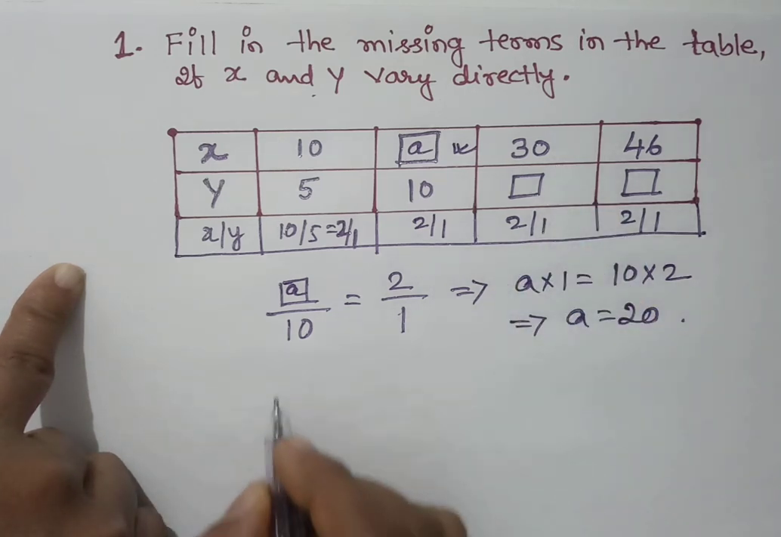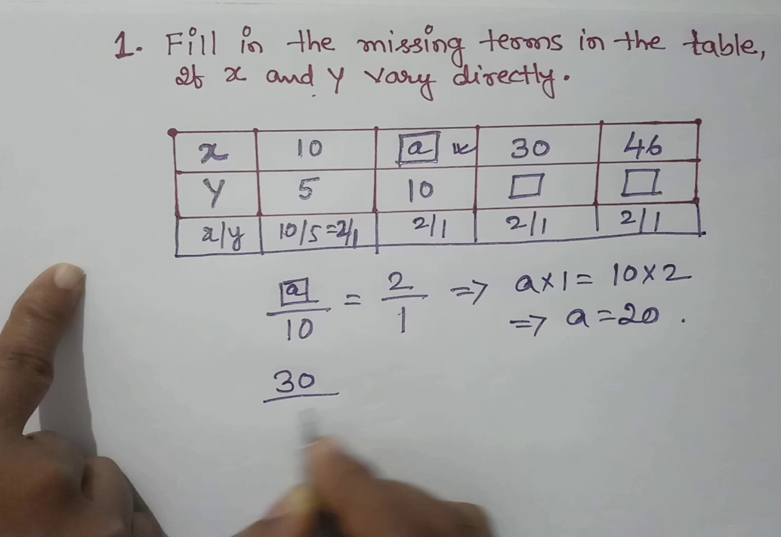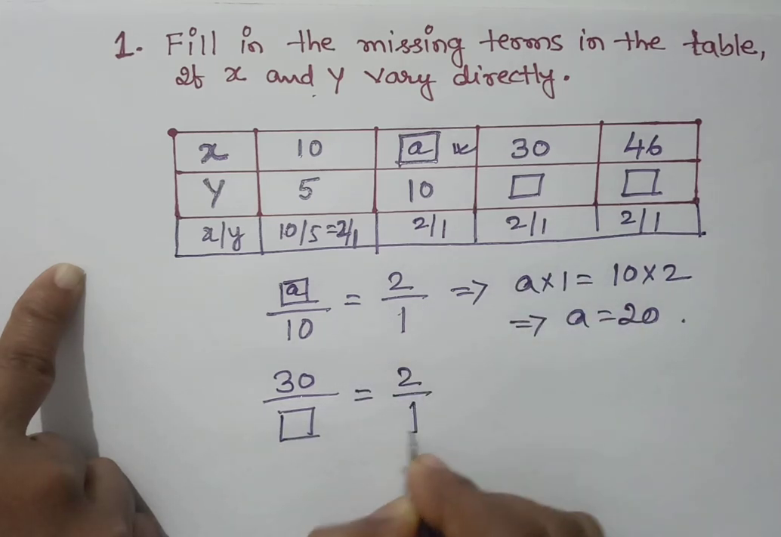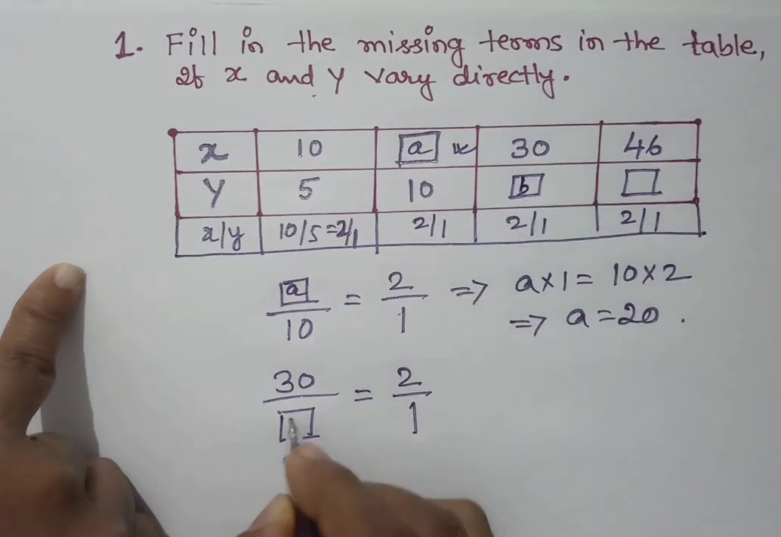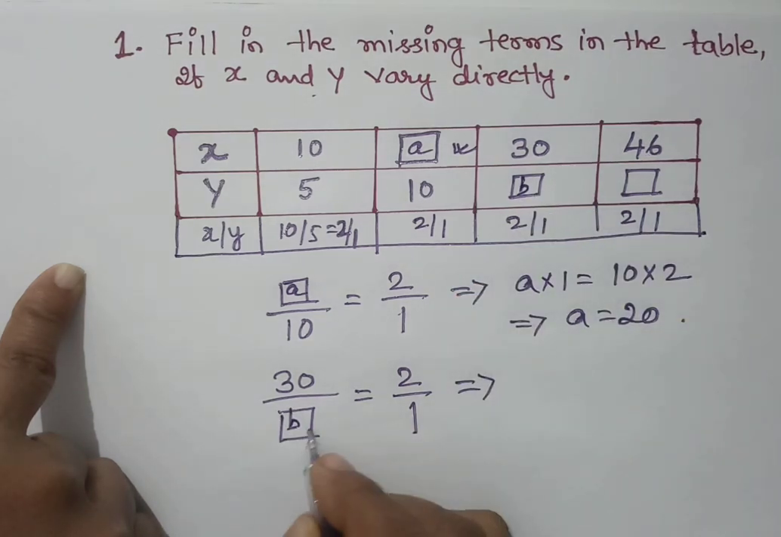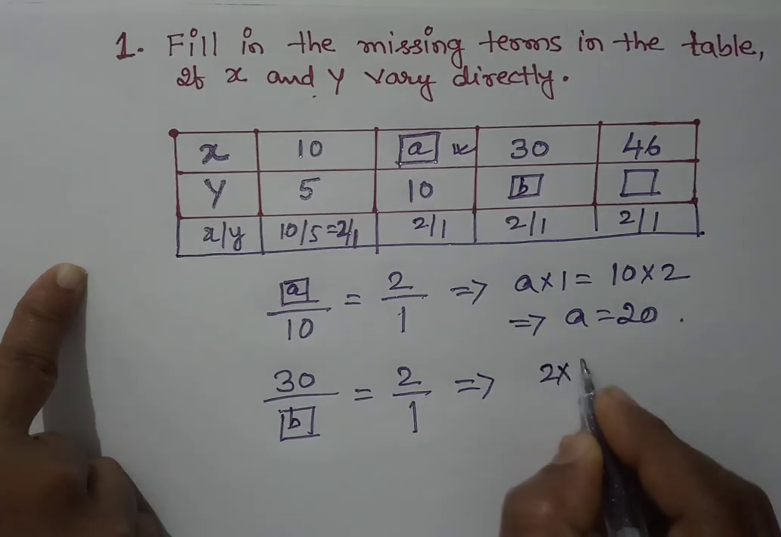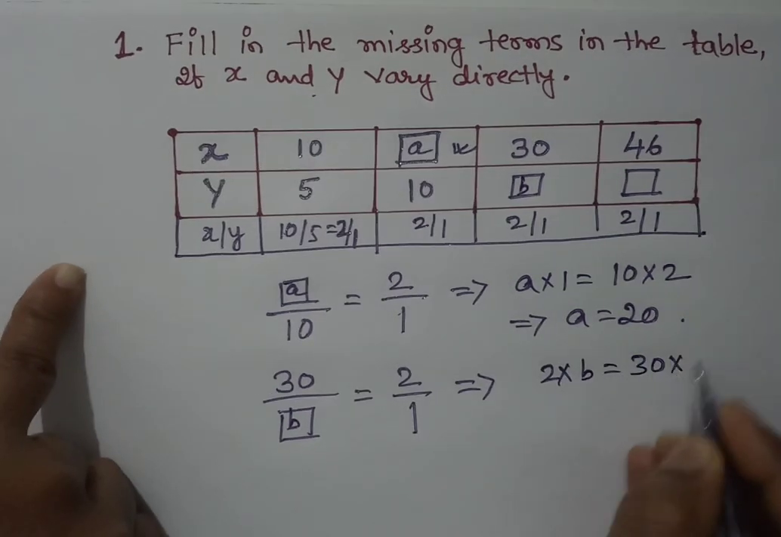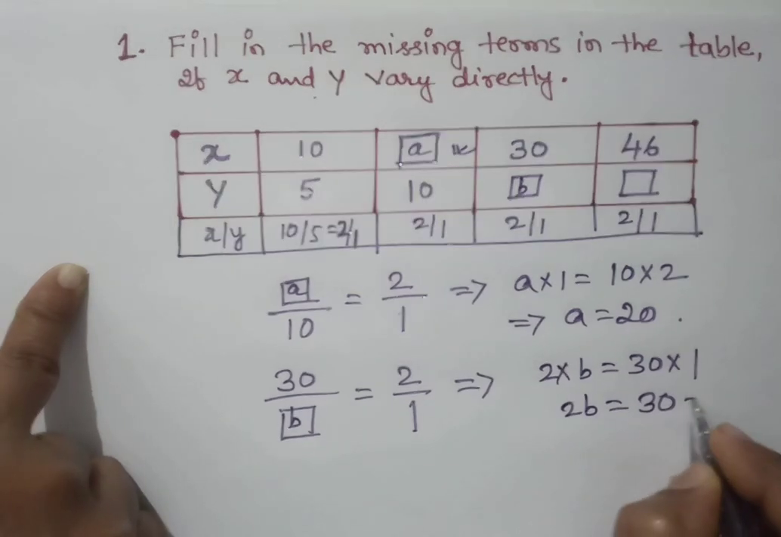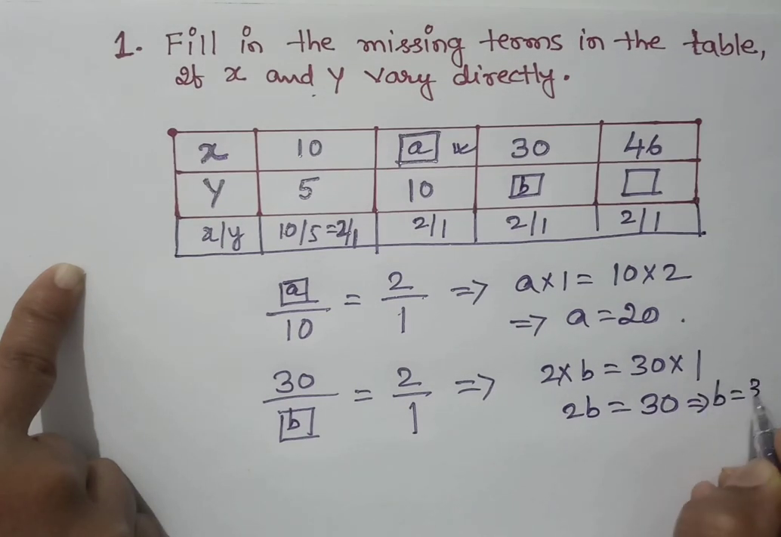Similarly here also you see 30 by box will be equal to how much? 2 by 1. So let this unknown number be B. After cross multiplication, 2 into B will be equal to 30 into 1. So 2B will be equal to 30. This means B will be equal to 30 by 2. So B will be equal to 15.